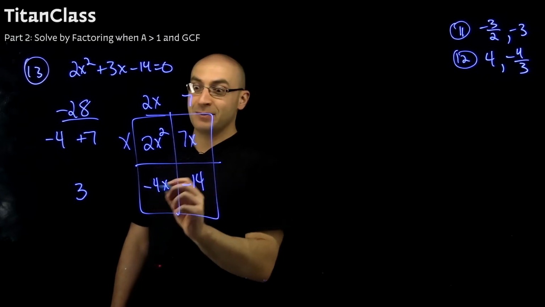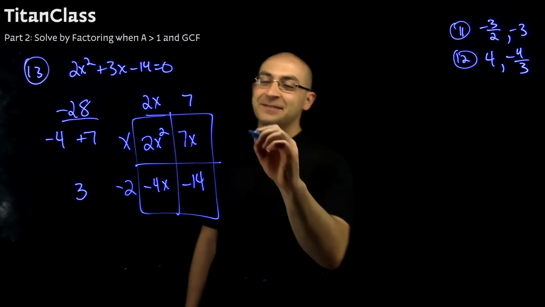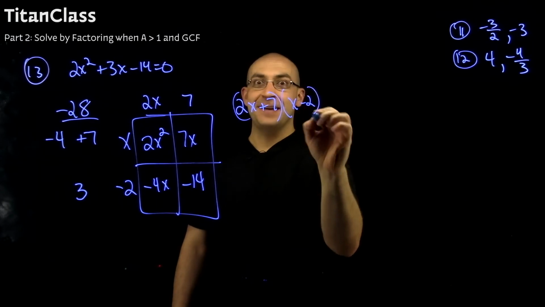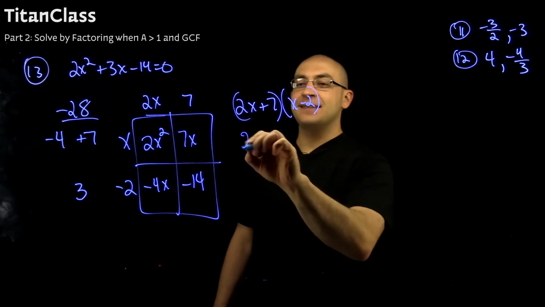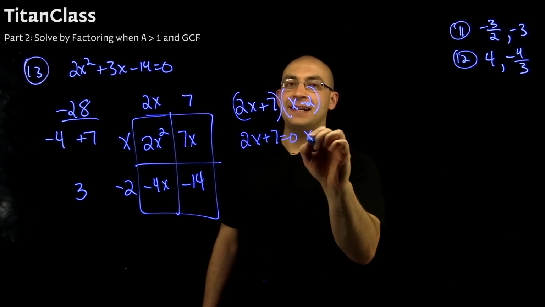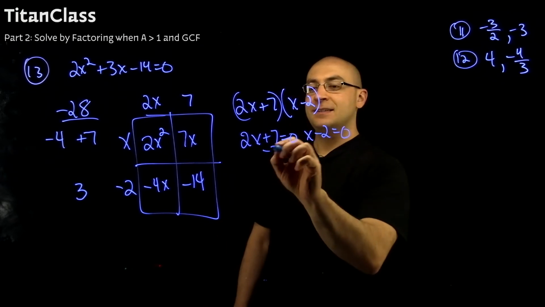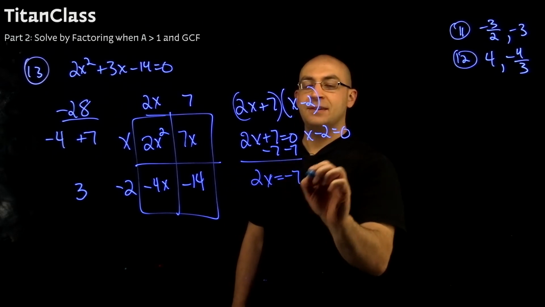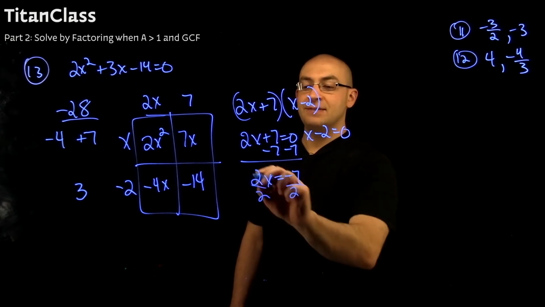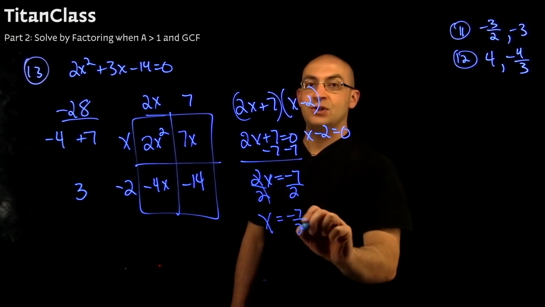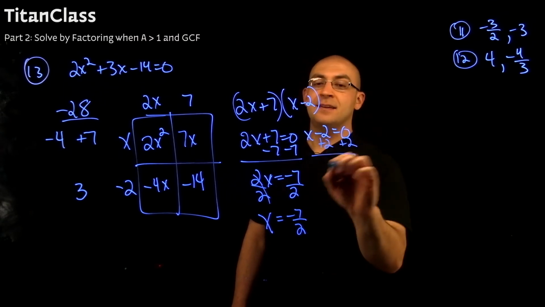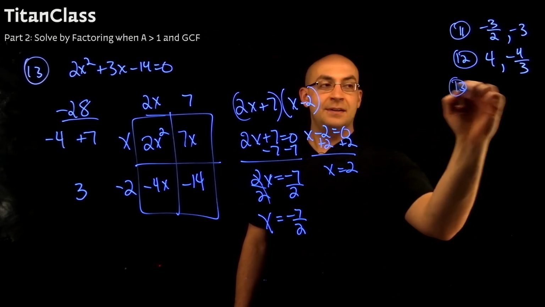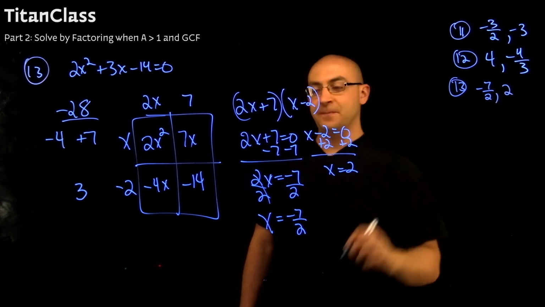I was going to say negative 4. That would have been wrong. Negative 2. Okay, so just be careful with that kind of stuff. 2x plus 7, well, let's just do the factors first. X minus 2, I'm getting ahead of myself, right? So 2x plus 7 equals 0, and x minus 2 equals 0. Subtract 7 on both sides will give me 2x equals negative 7. And we'll divide by 2 on both sides, which leaves us with x equals negative 7 over 2. Add 2 to both sides, x equals positive 2. Okay, so then we have negative 7 over 2 and 2, right?